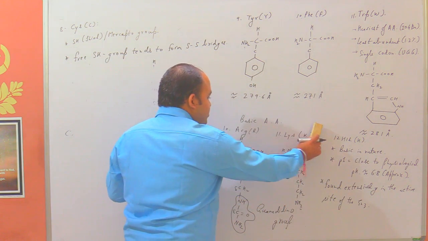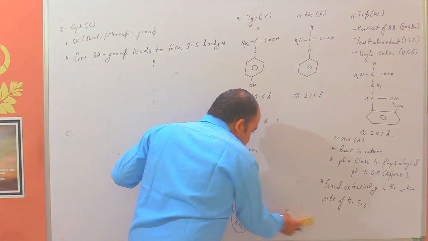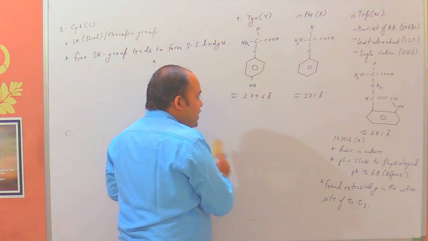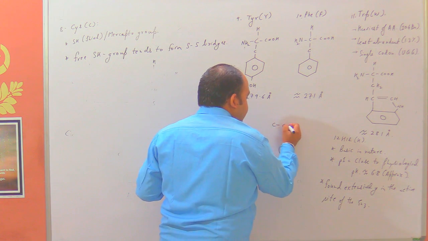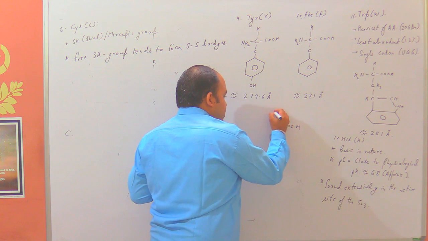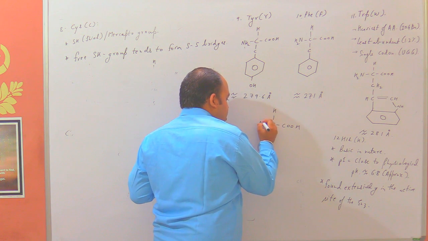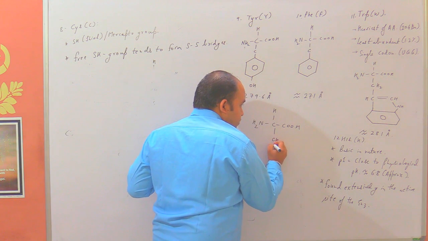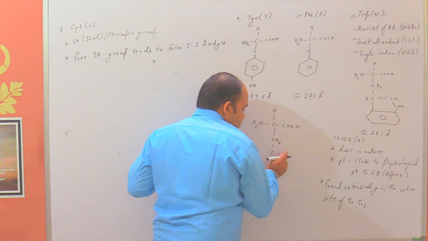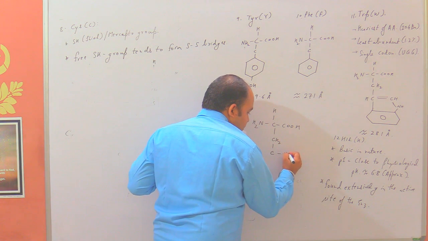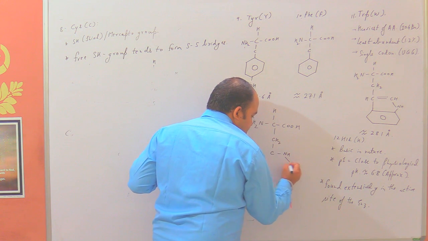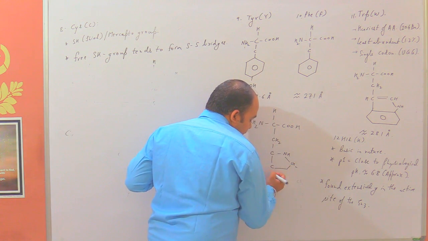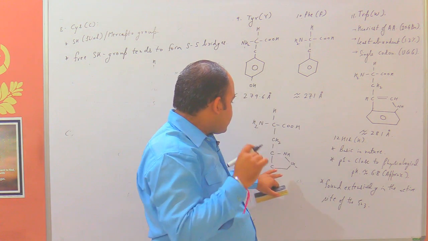So let us look at the structure of histidine. What we find in the structure of histidine is COOH, H, NH2, there would be CH2, C, NH, there would be the CH, there would be a carbon atom, and such a ring-shaped structure would be formed.